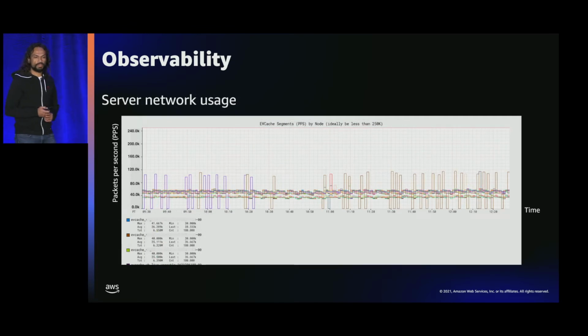Here's another dashboard. This is server network usage. Depending on the EC2 instance type that you pick, you have different network characteristics. It has different bandwidth limitations and different PPS, packets per second, limitations. Memcached is so efficient that we are always bottlenecked by the network. So we monitor the network very carefully to make sure that we are not overwhelming it, because if the network is overwhelmed, it's going to start dropping packets, and requests are going to be delayed or time out.